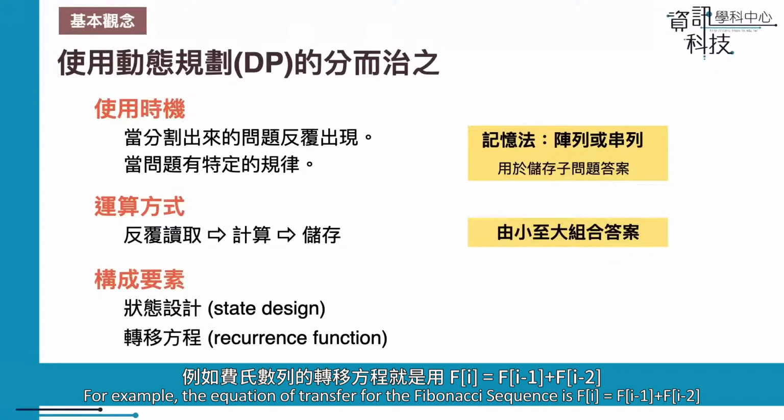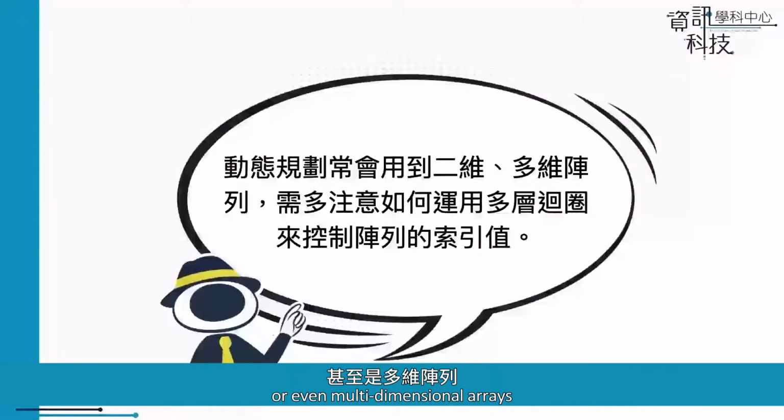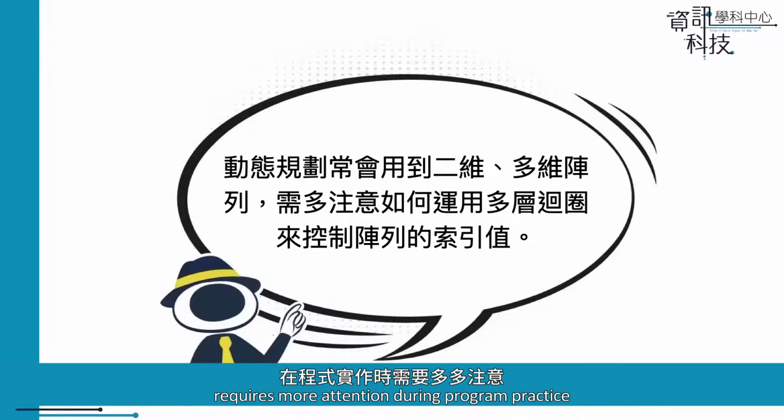For example, the equation of transfer for the Fibonacci sequence is f i equals f i minus 1 plus f i minus 2. Dynamic programming often uses two-dimensional arrays or even multi-dimensional arrays, so how to use multi-layer loops to control the index value of the array requires more attention during program practice.